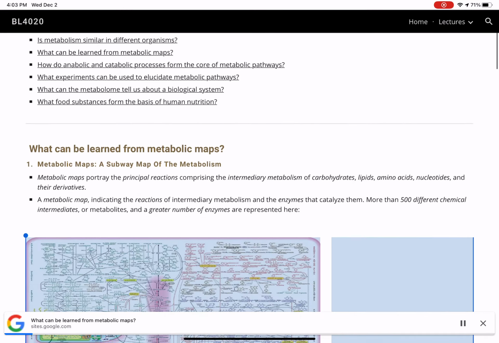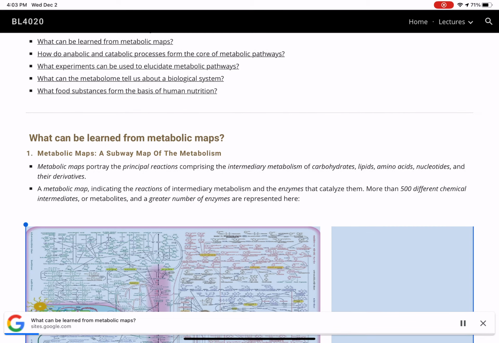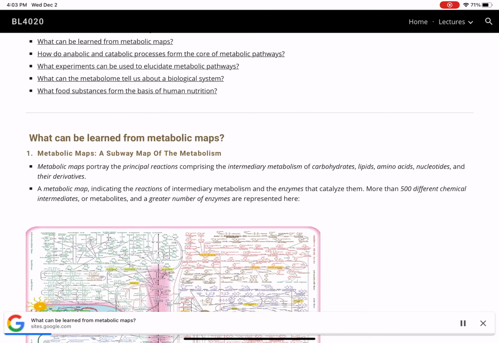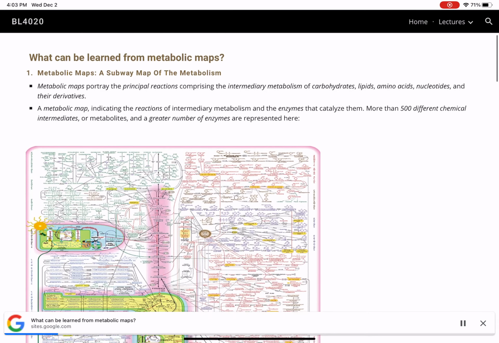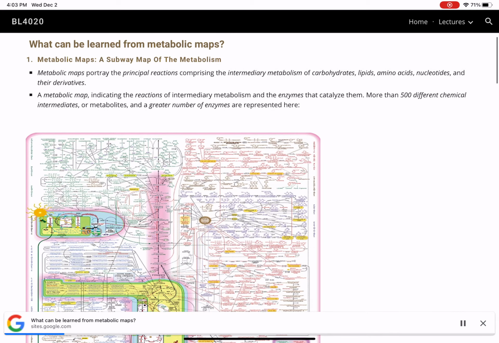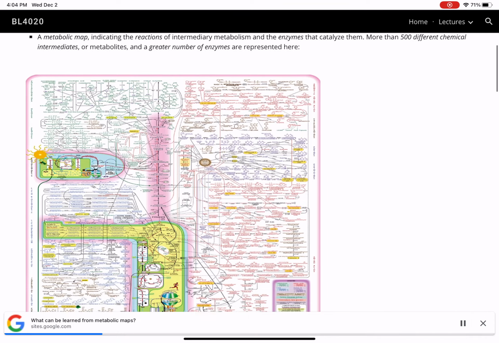Metabolic maps portray the principal reactions comprising the intermediary metabolism of carbohydrates, lipids, amino acids, nucleotides, and their derivatives. A metabolic map, indicating the reactions of intermediary metabolism and the enzymes that catalyze them. More than 500 different chemical intermediates, or metabolites, and a greater number of enzymes are represented here.